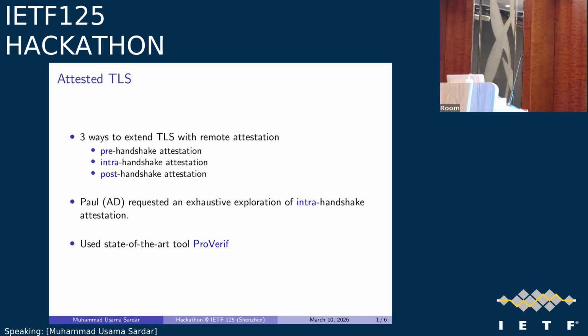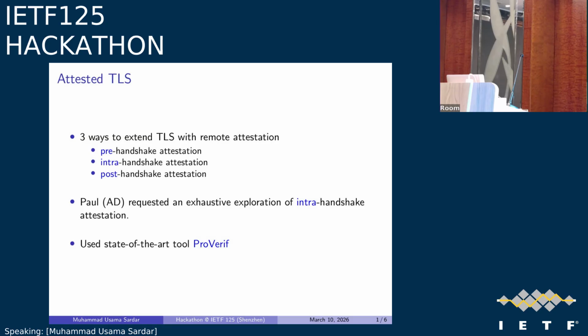So Vyacheslav, Jan Perry, and I worked on attested TLS. We have been presenting this for several meetings. There are three ways to combine TLS and remote attestation: pre-handshake, intra-handshake, and post-handshake attestation. Pre means you do attestation before the start of the TLS handshake, intra means in between, and post means at the end or after the conclusion of the handshake itself.